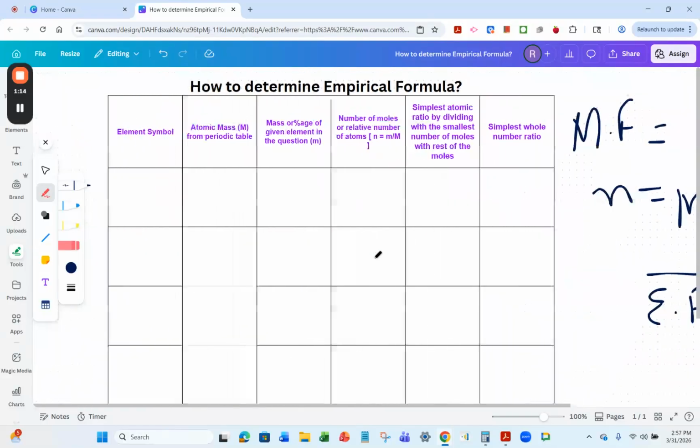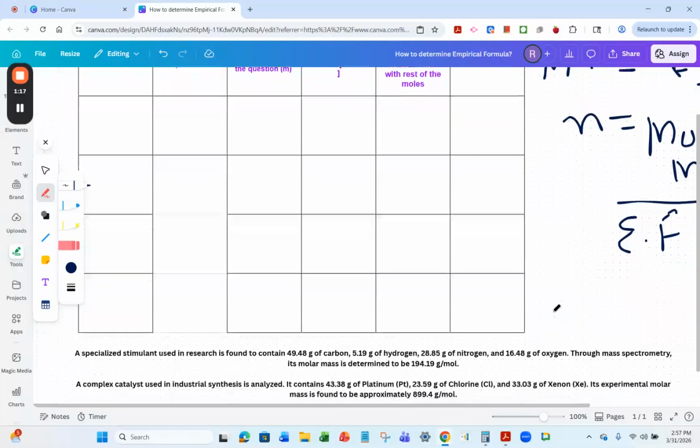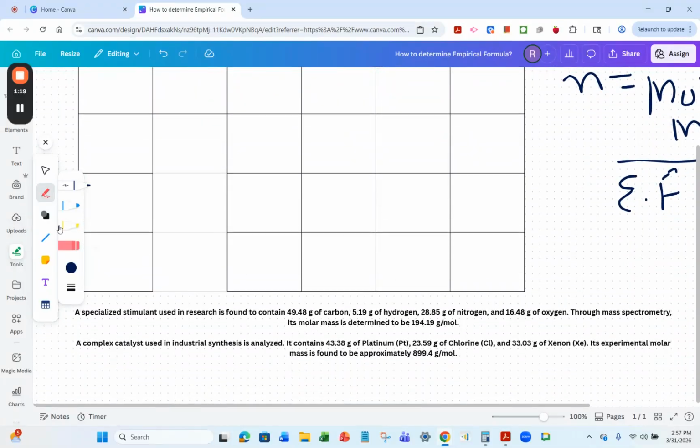This is my table for empirical formula, and I have a question for you to save time. Let's read the question. A specialized stimulant used in research is found to have 49.48 grams of carbon, 5.19 grams of hydrogen, 28.85 grams of nitrogen, and 16.48 grams of oxygen. And through mass spectrometry, its molar mass is given to you.